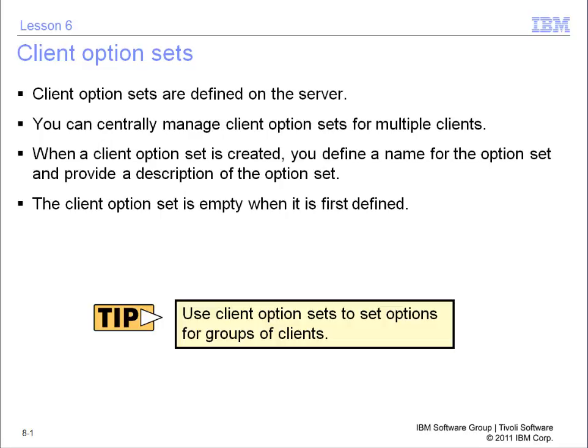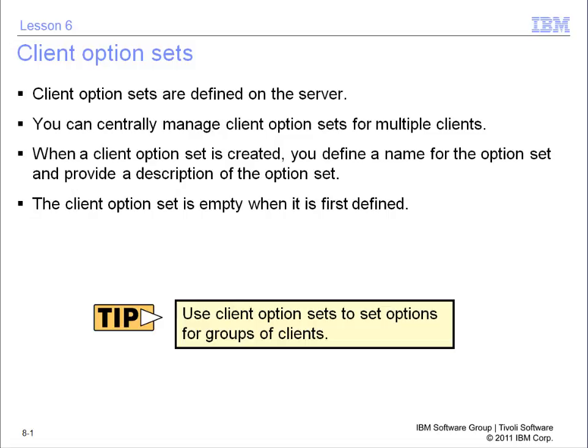Lesson 6, Client Option Sets. We talked about this a little bit when we were talking about client options that you define on the client and put in your dsm.opt file. These client option sets are defined on the server. You're going to create a client option set, then you're going to add options to it, and then specify the clients that would be using this option set.